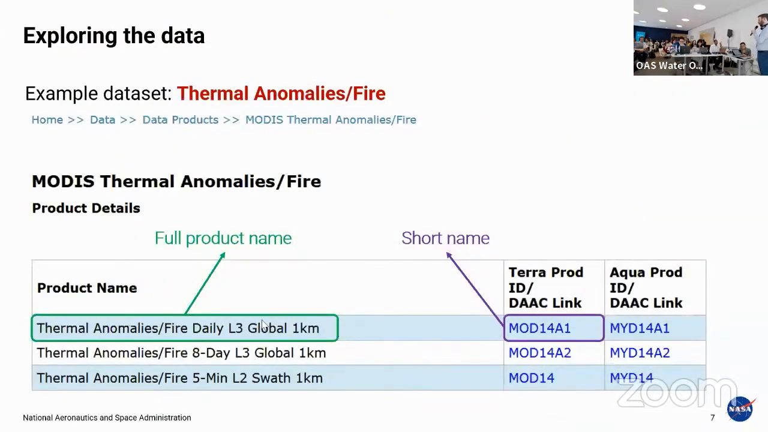Again, we're just looking at the thermal anomalies and fire data set. This was changed slightly from my original topic because we understood that there was interest from some of the member countries in looking at hotspots and potentially fires. When you click on this product in that website table, you'll see the full product name here, as well as the short name. This is the code for that specific product, and that's important. We'll be looking at that later in our Jupyter Notebook script.